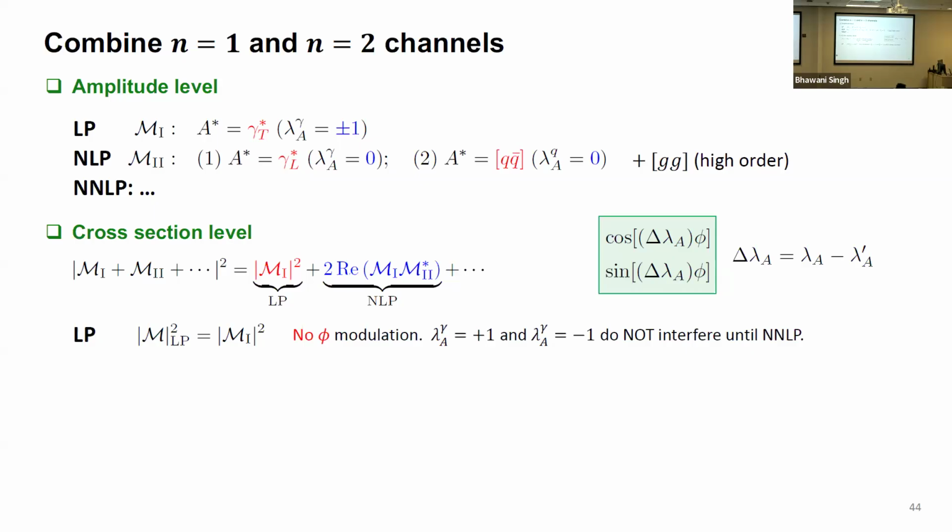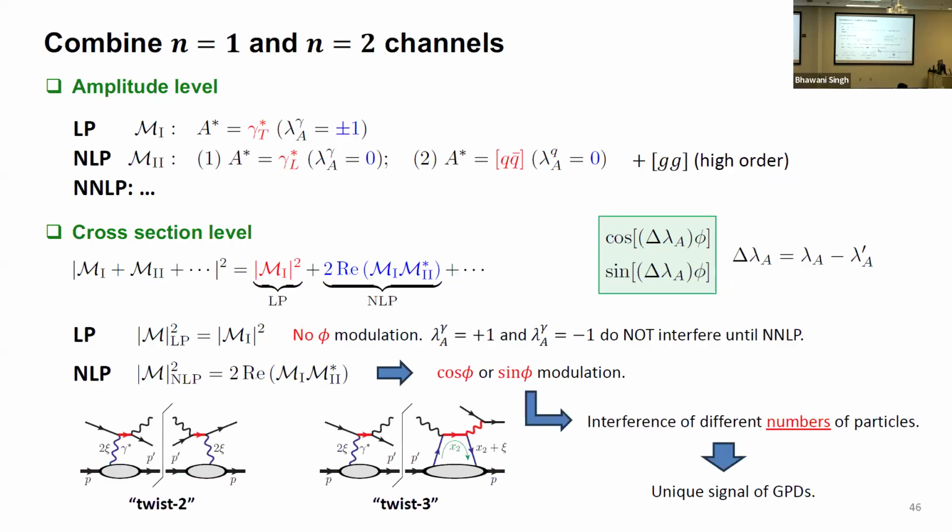Although you may say that the plus and minus 1 can interfere to give us cosine 2 phi, but that interference, if you work carefully, does not occur at the leading power. It occurs only at next to leading power with 2 power suppressions. And then the interesting thing is that at next to leading power, when we have the interference between leading power and the next to leading power, because the leading power has plus minus 1 helicities and subleading power only has 0 helicity, their interference will give us nothing but cosine phi and sine phi modulations.